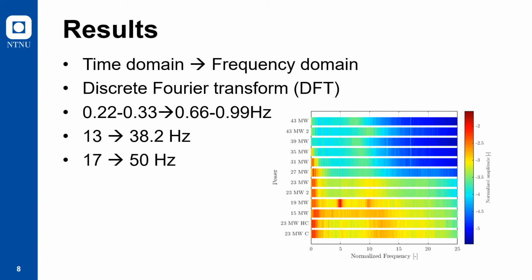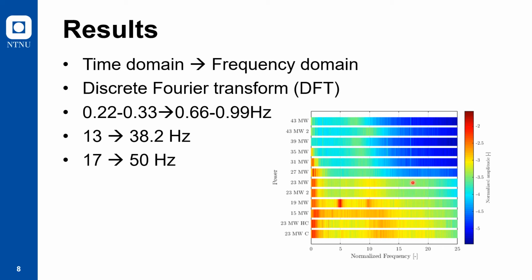Using the pwelch function in MATLAB, we get this figure. It shows the result for one sensor at the draft tube. The frequency is normalized with the runner frequency. This is done to easily find the frequencies that depend on the runner frequency.